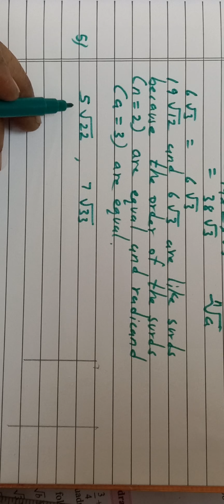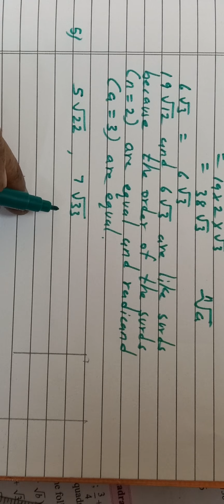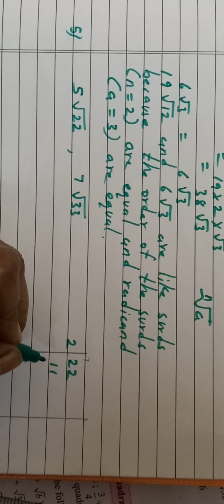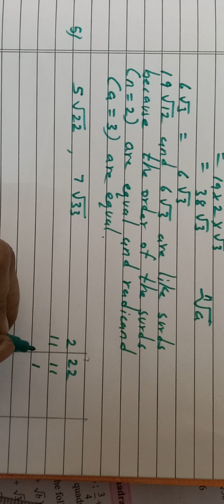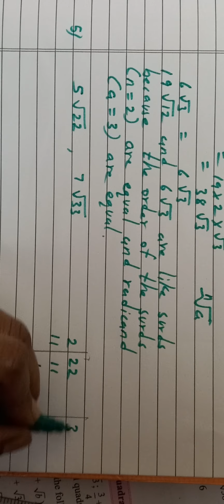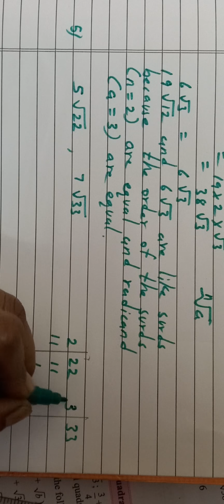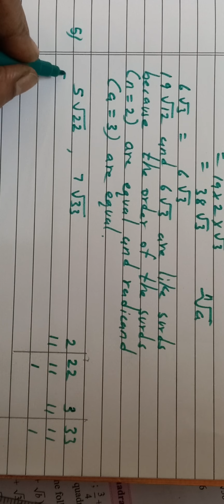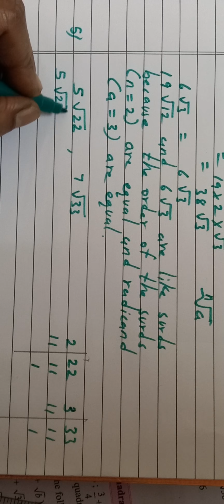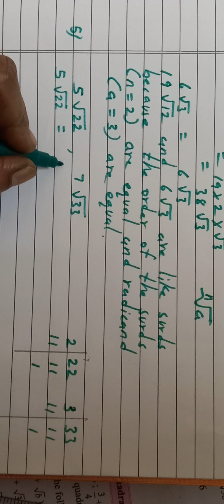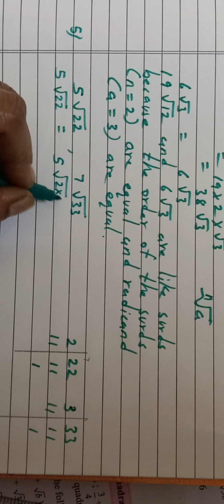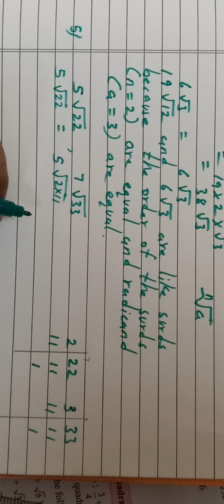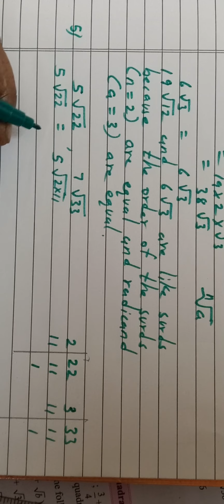Now some examples like this one: 5 root 22 and 7 root 33. If we simplify it, we won't be getting anything. See here, 22: 2 ones are 2, 2 ones are 2, and I'll get 11 ones are 11. And 33 also, if I factorize it, I'll get 3 ones are 3, and 11 ones are 11. 11 is a prime number. So 5 root 22 is equal to 5 under root of 2 into 11. Now I cannot take anything outside, right? Because I need a pair 2 into 2, or I need 11 into 11 to take it outside.